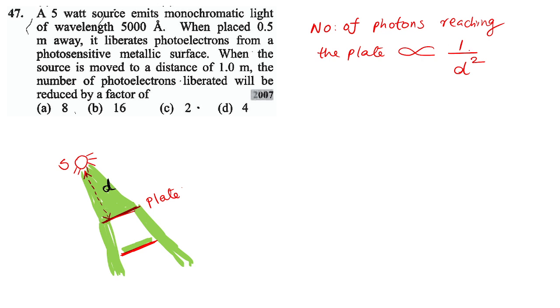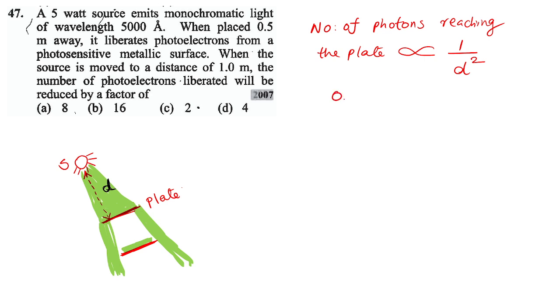So a 5-watt source emits monochromatic light of wavelength; when placed 0.5 meter away, it liberates photoelectrons from the photoelectric surface. We don't need the 5 watt, 5000 angstrom, etc.